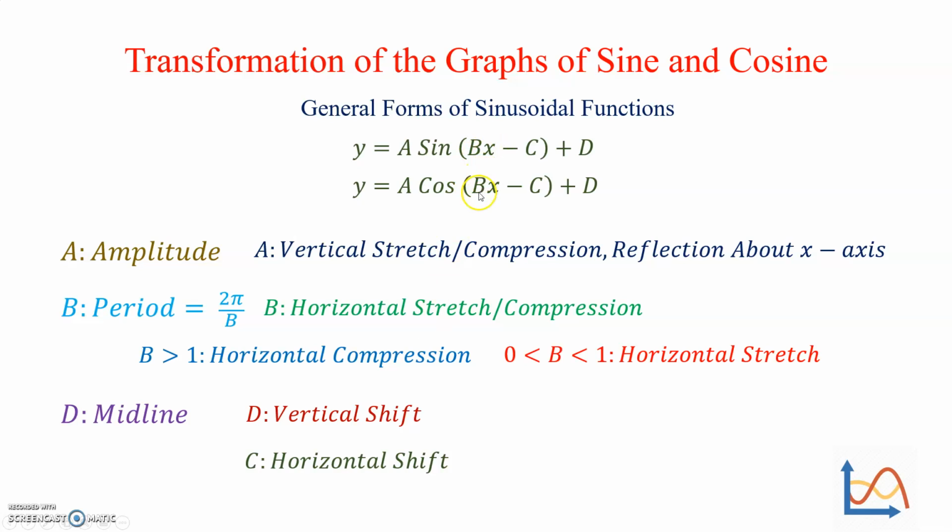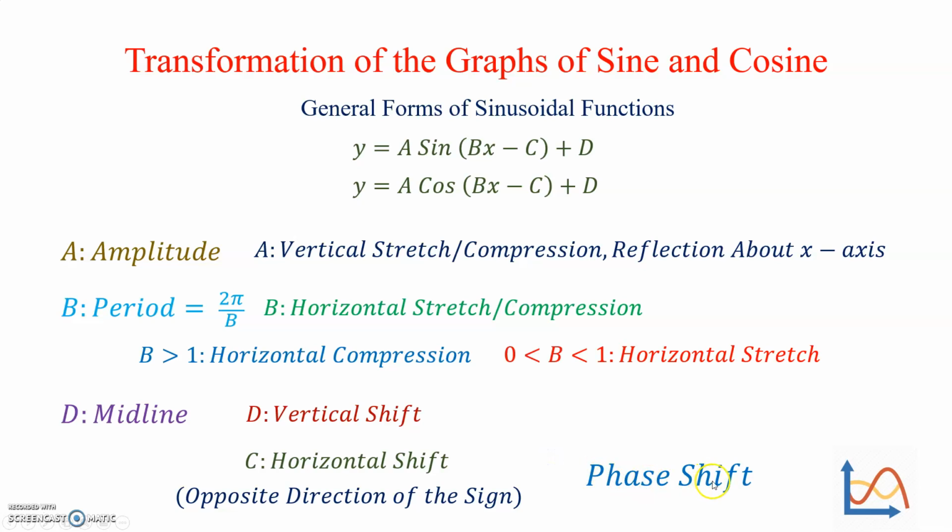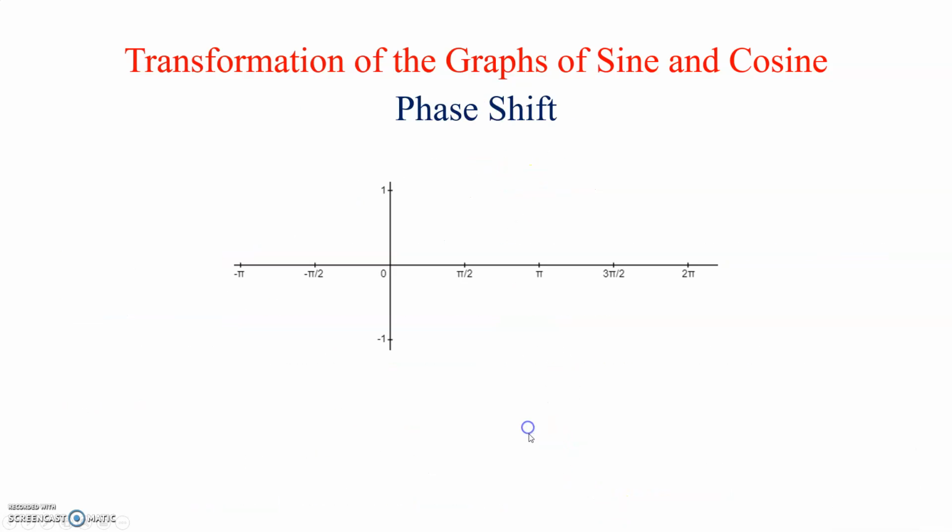So when we consider both things that impact horizontally, we're looking at something called, yep, it did go in the opposite direction, forgot about that, something called phase shift. So the next slide will look a little closer at this concept of phase shift, where we're considering both the B and the C.